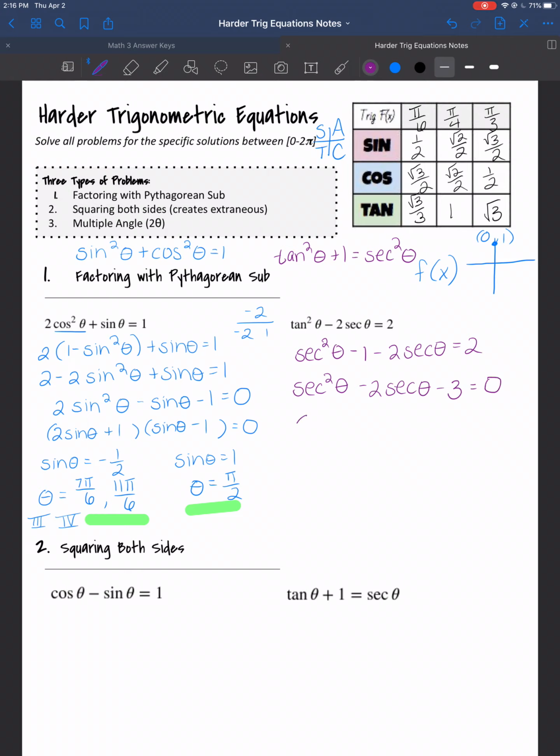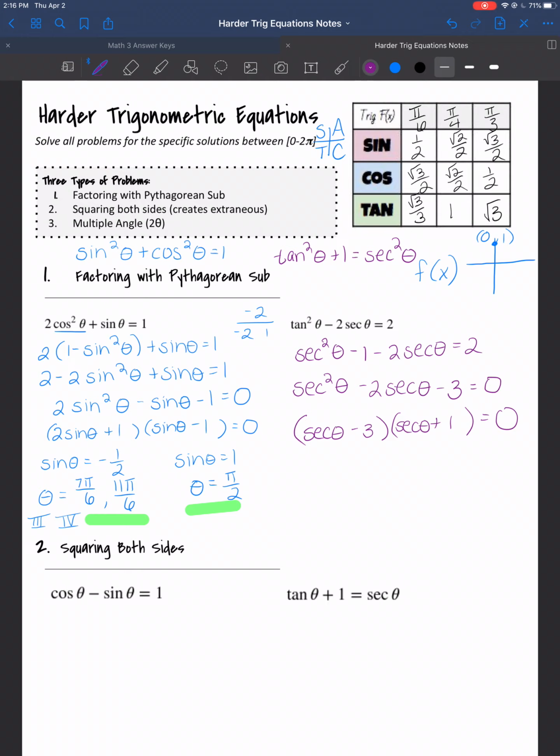Now I'm ready to factor. Just regular old trinomial factoring, just instead of x and x, we're going to have secant theta. What multiplies to give you negative 3 and adds to give you negative 2 would be negative 3 and positive 1.